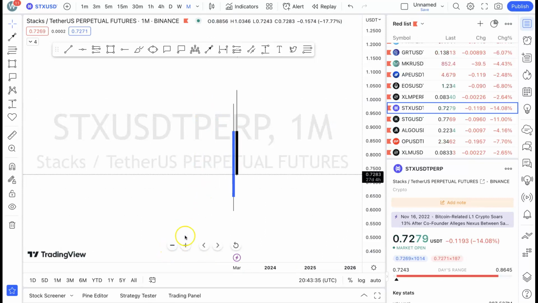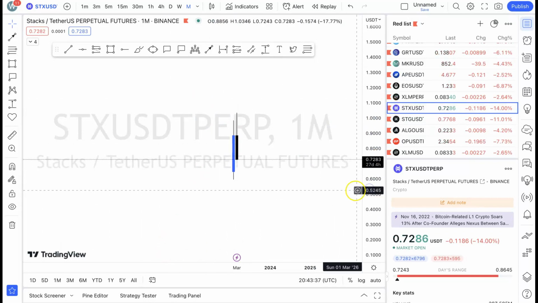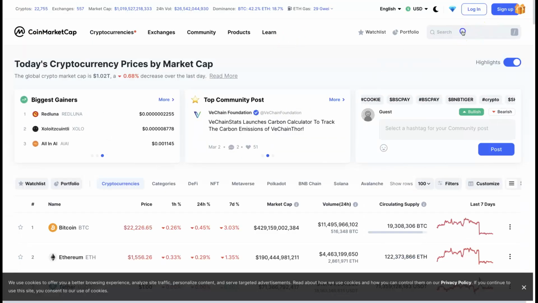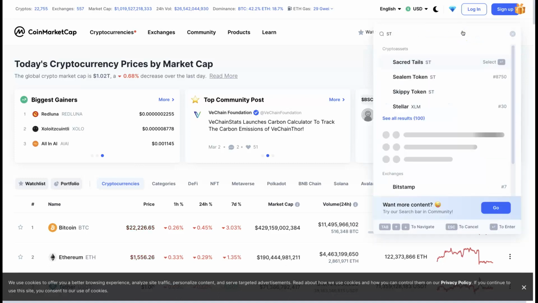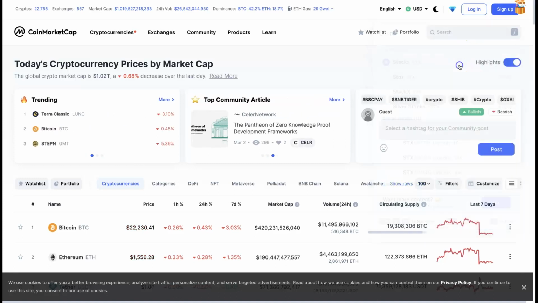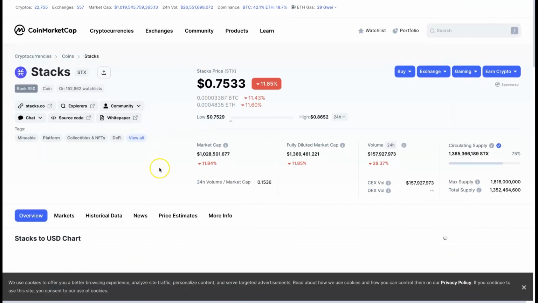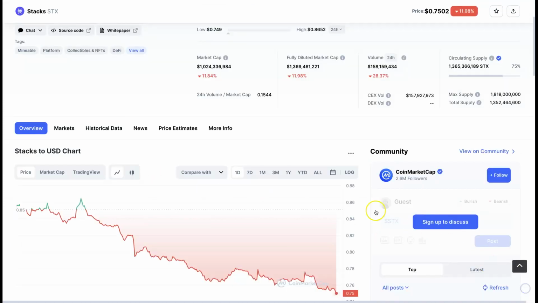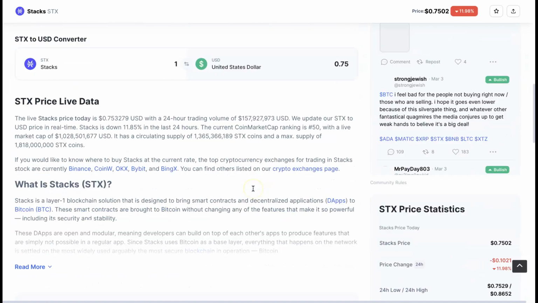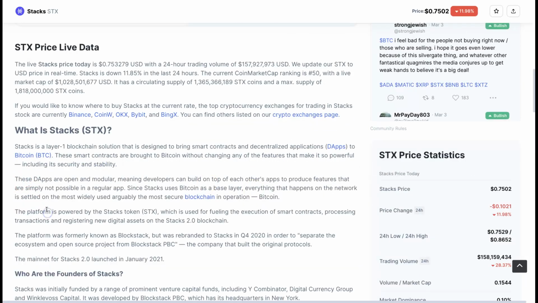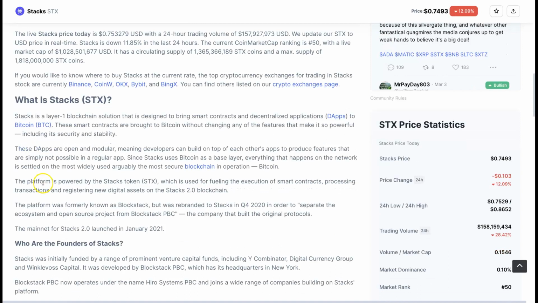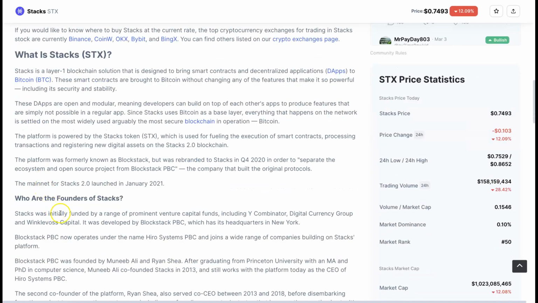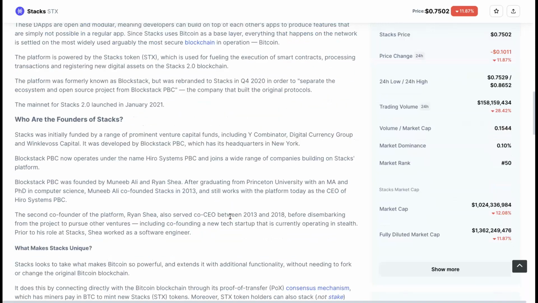Okay, so this is also very interesting. I don't know what this project is all about. Let's do a bit of research on STX. Stacks. It looks like one of these AI coins. Let's have a look. So you want to do your research. Any coin that you're holding, you want to do a bit of research. What is it about? dApps, decentralized applications. Who are the founders? Okay, so we don't have a founder, right?